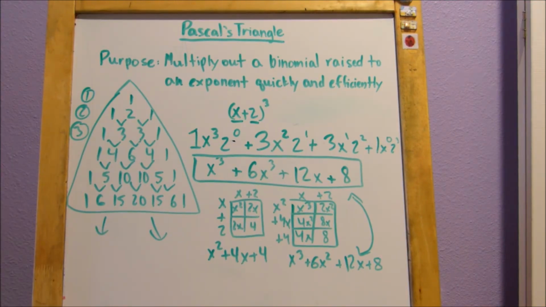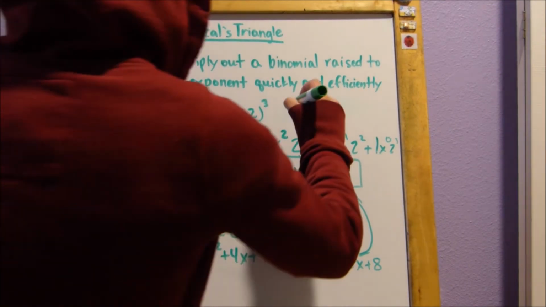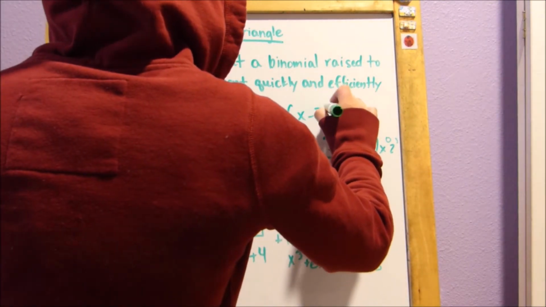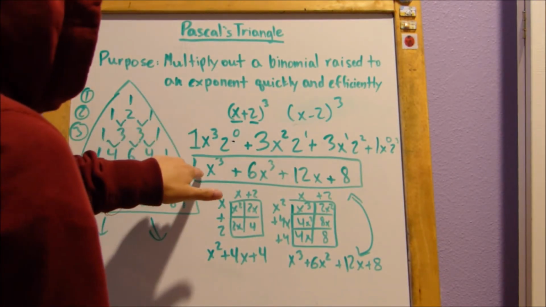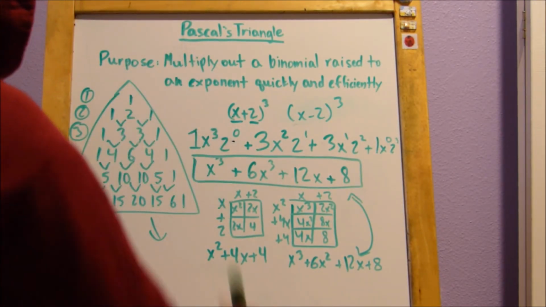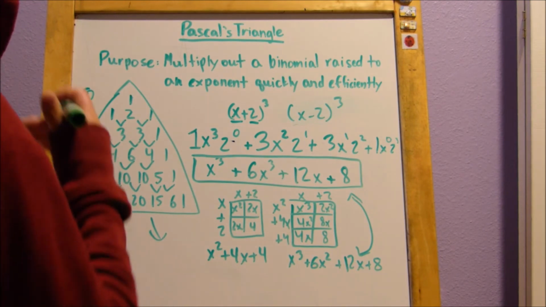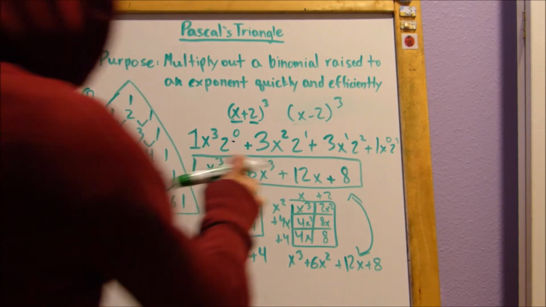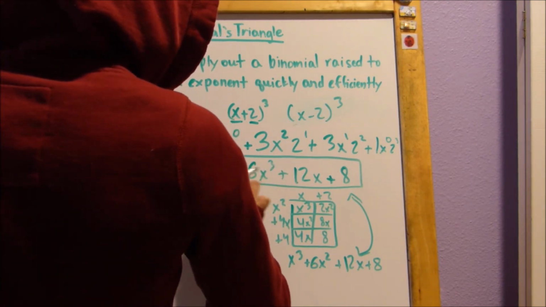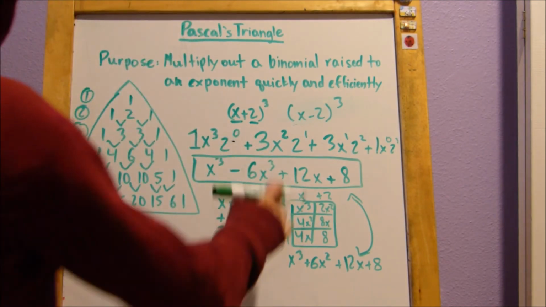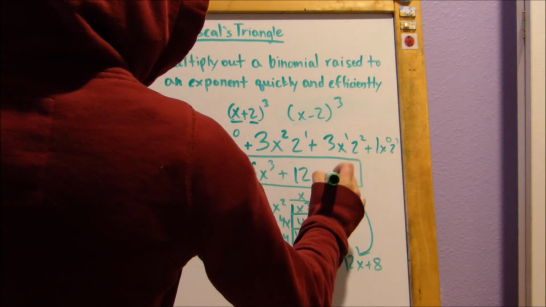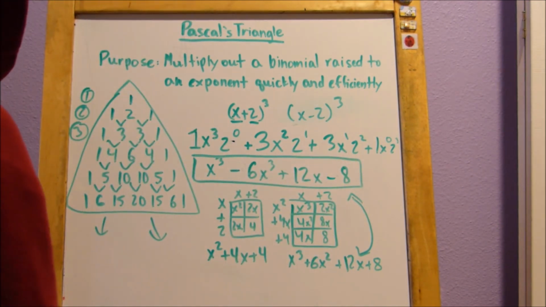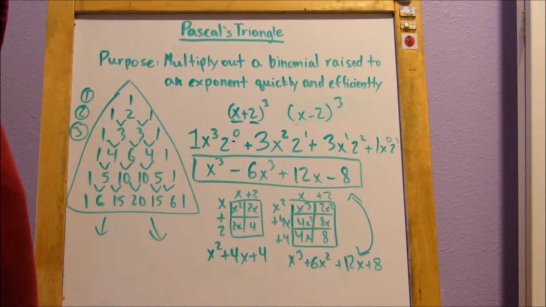I should also mention that if our binomial is something like (x - 2) cubed, our first term would be positive, so x cubed would be positive, and then from then on, the signs would alternate. So our 6x squared would be negative, this would be positive, alternating, and then our 8 would be negative. That's how Pascal's triangle works.